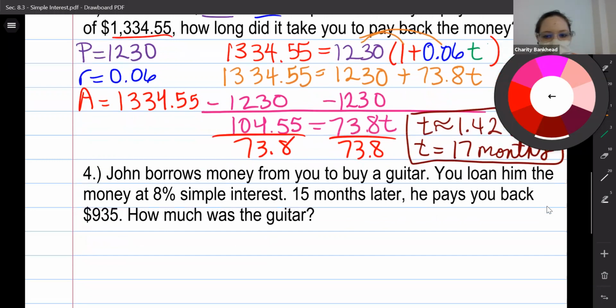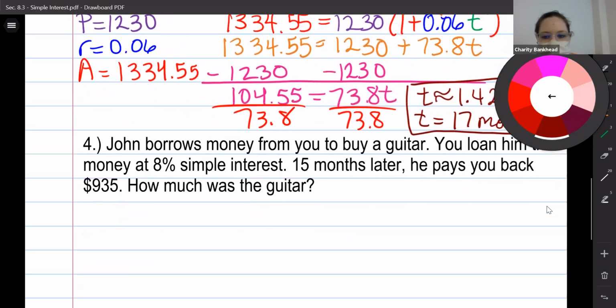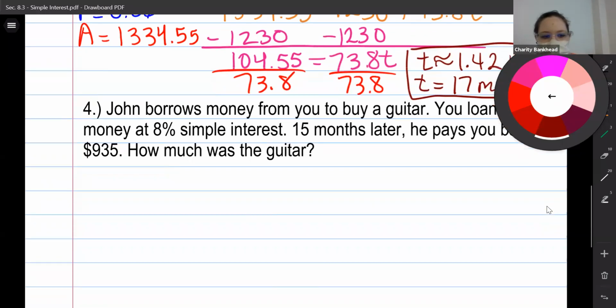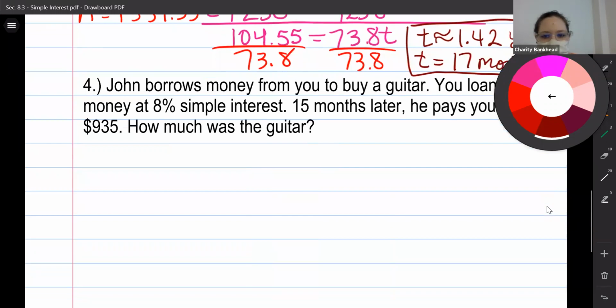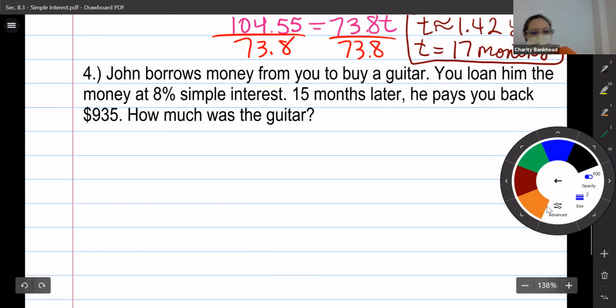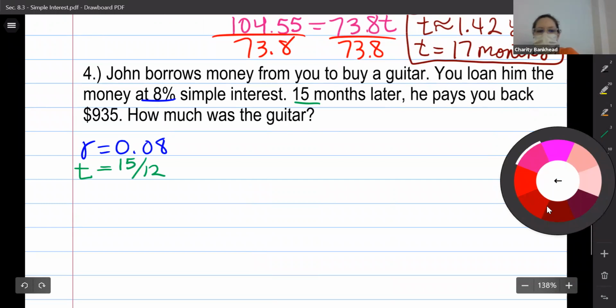All right, number 4, John borrows money from you to buy a guitar. You loan him the money at 8% simple interest. 15 months later, he pays you back $935. How much was the guitar? Okay, so P is the unknown in this case. 8% interest, so R equals 0.08. T is 15 months, so we need to put that in terms of years, so we'll put it over 12. And then 935, that's A, because that's the total amount he pays you back.